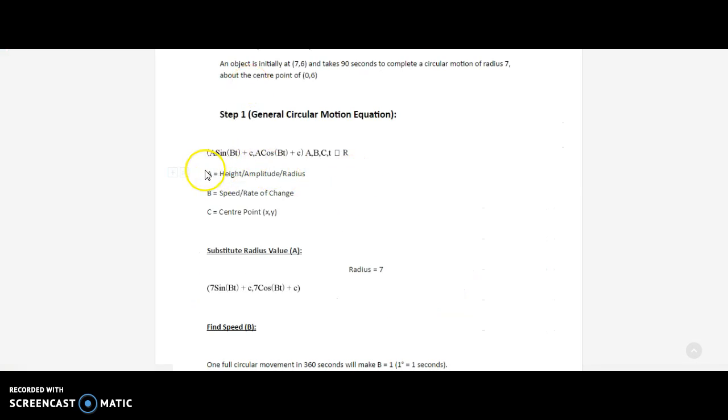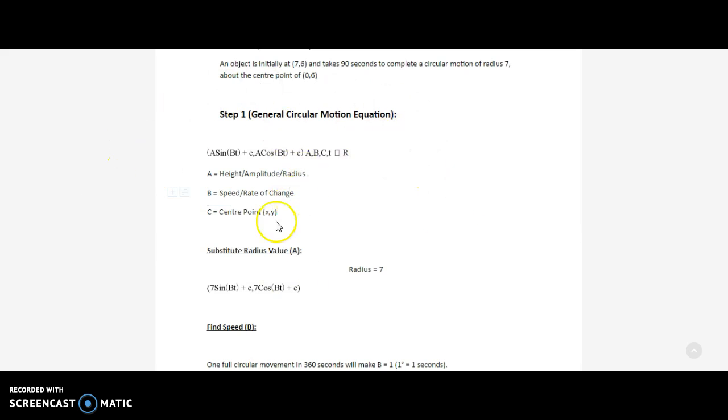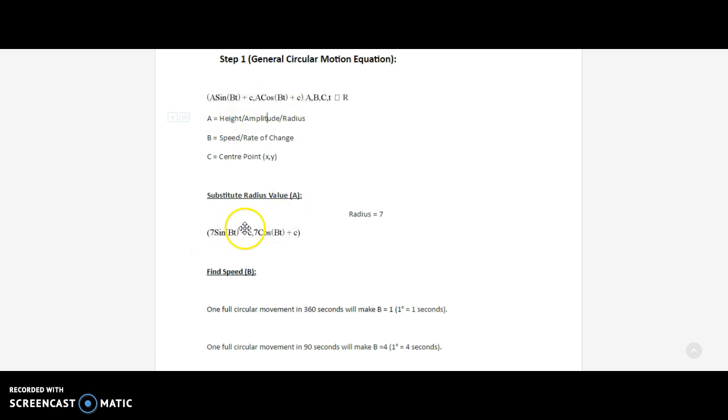Since A is the height, amplitude, or the radius, in our case it's the radius. B is the speed or the rate of change, or how fast it will take the points to travel around the circle, and C is our center point, x y. C for this point is x, and C here is y. So now we substitute the A values. We have a radius of 7, as given in our question. So for every A in the equation, we substitute 7.